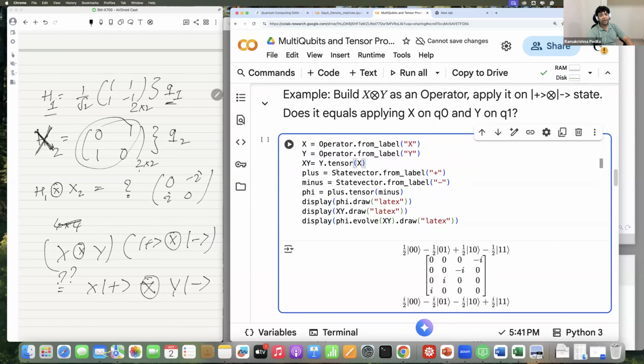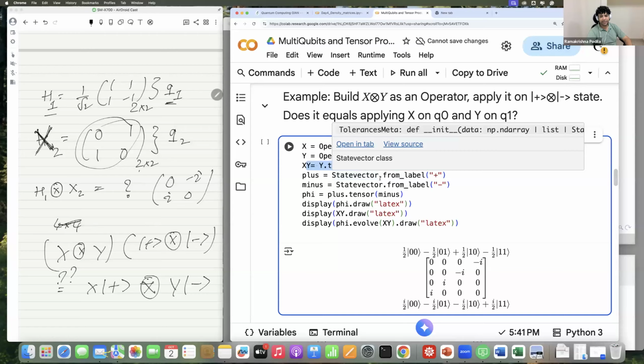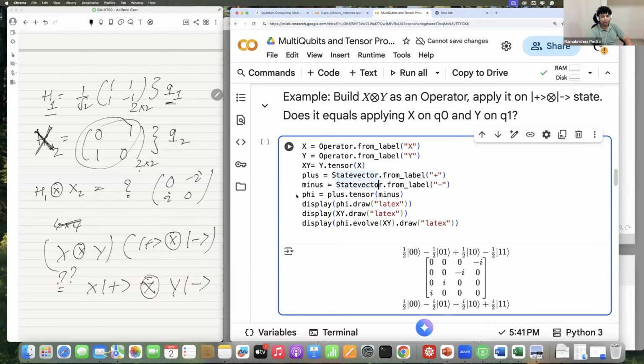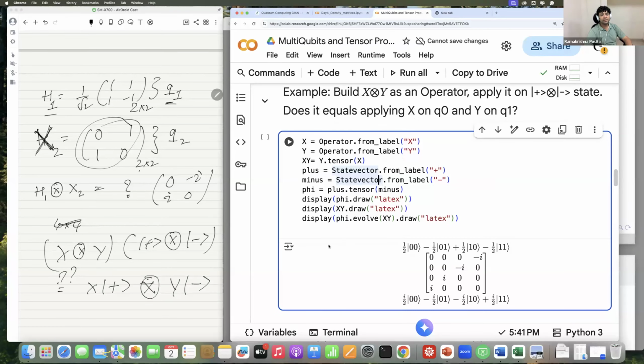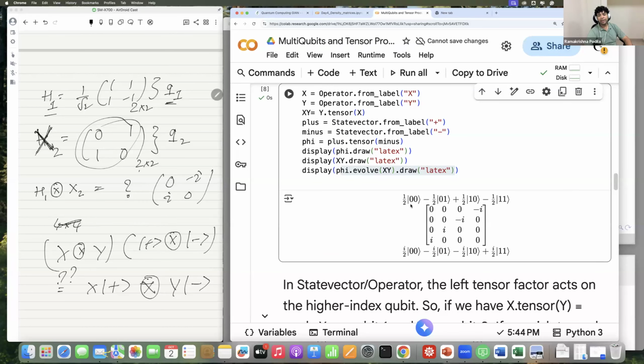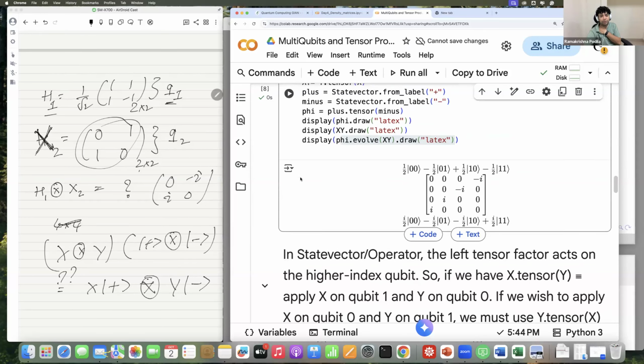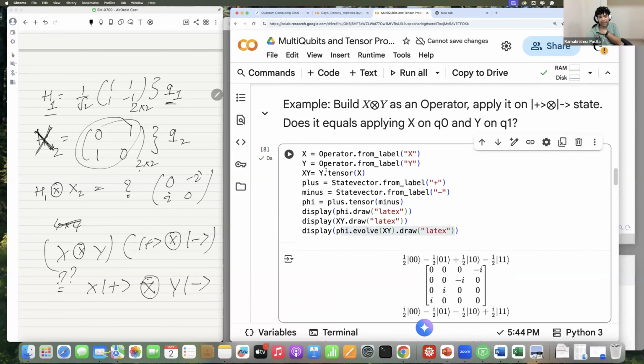Okay. We will see the difference. Note that here I am doing Y dot tensor X. Then I'm creating plus state. Then I'm creating minus state. I'm taking phi as the tensor product, right? And then I'm going to apply this on phi, right? So then if I display phi and this result, you get this answer, right? So if you have X dot tensor Y versus Y dot tensor X, you will get different answers. So this is what we got for Y dot tensor X.